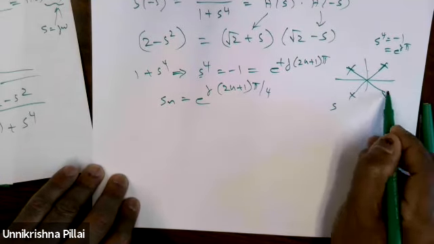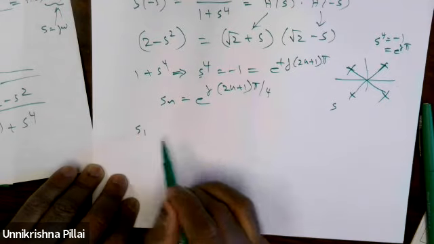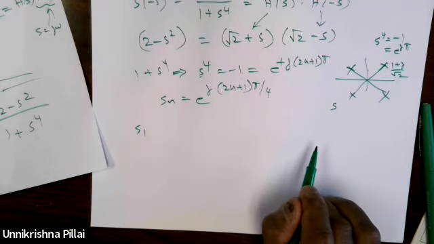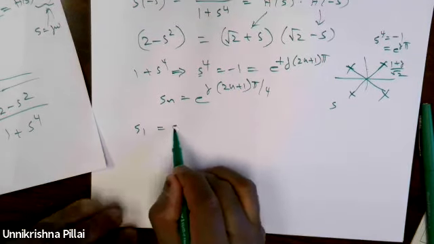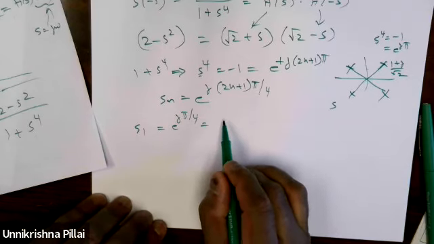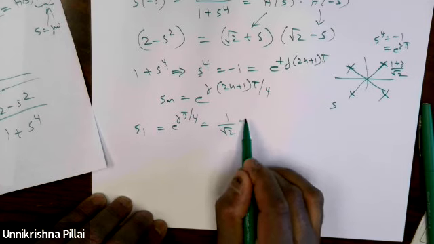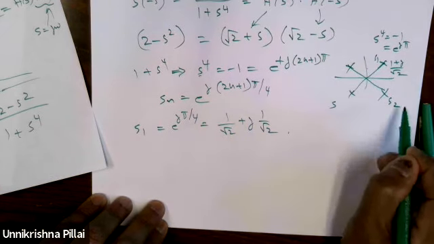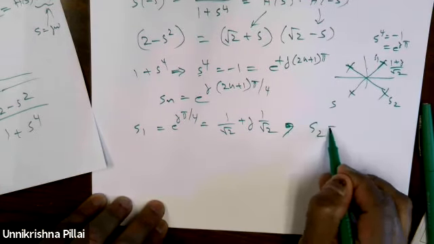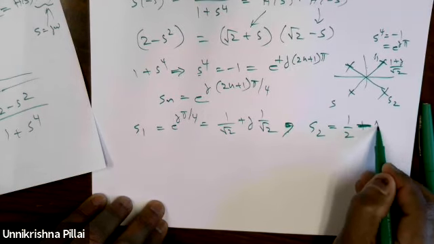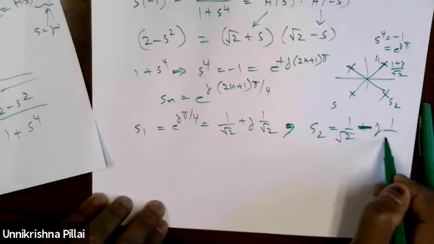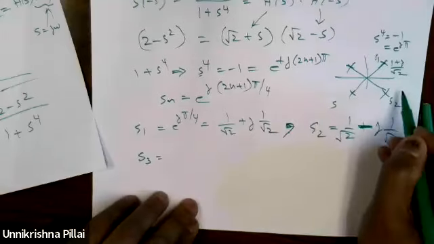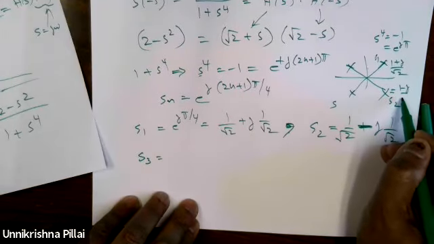I hope you see that. So where are these roots? Let's say this root S1 is 1 plus j over square root of 2, because S1 is e raised to j pi by 4, that is cos pi by 4, which is 1 over square root of 2, plus j sine pi by 4. If this is S1, then S2 is 1 over square root of 2 minus j over square root of 2. S3 is 1 minus j over square root of 2.